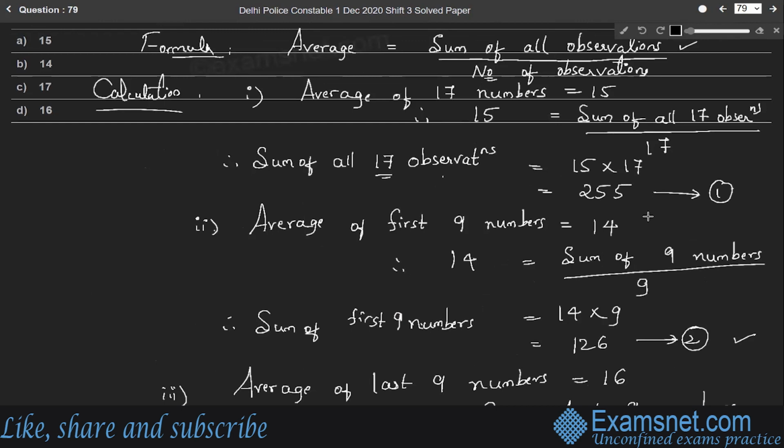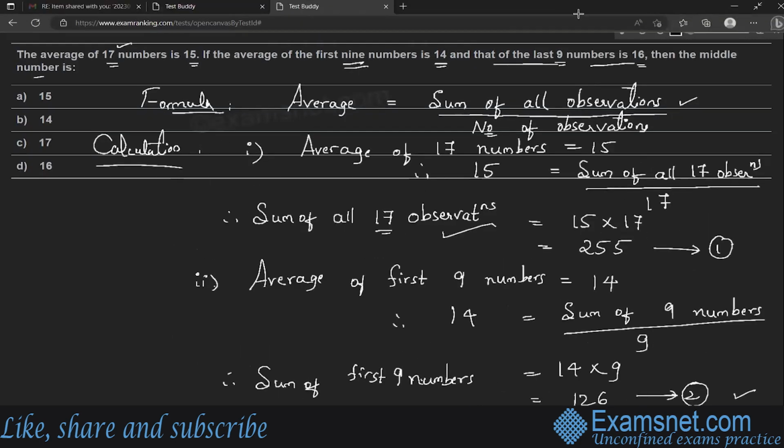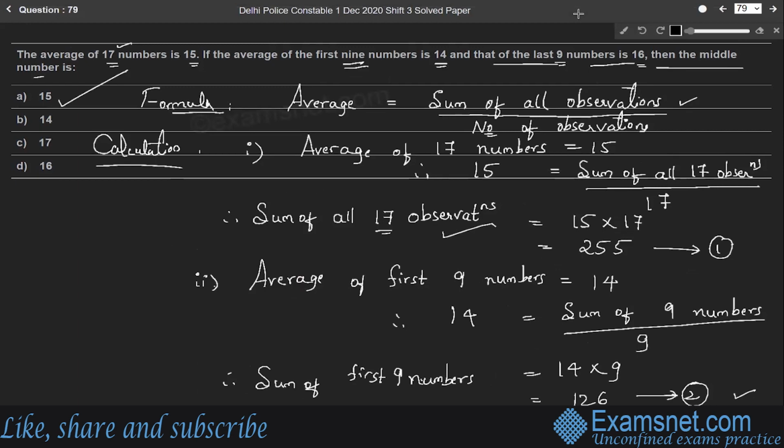Right? So the sum of all 17 observations is 255. The sum of total 18 observations is equal to 270. Right? Therefore, the difference is exactly the middle number, that is 15. Therefore, what is asked in the question? The middle number is 15, option A.